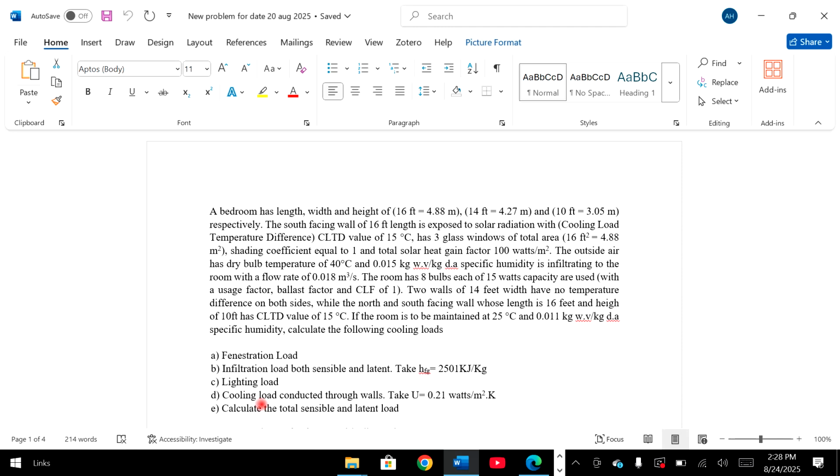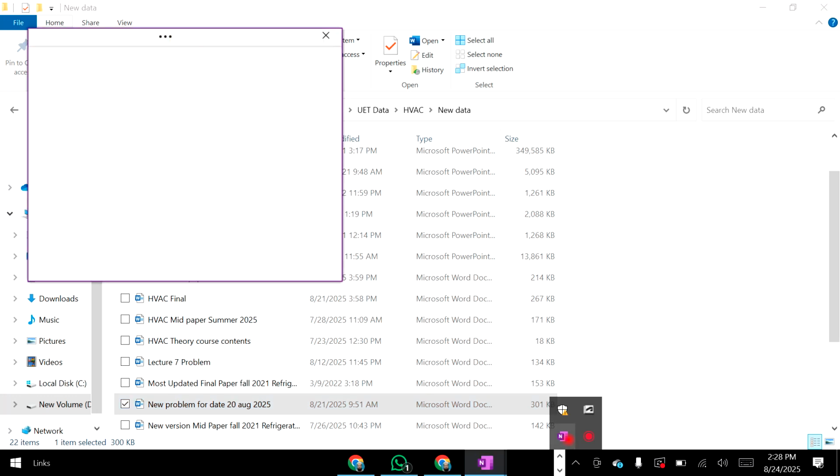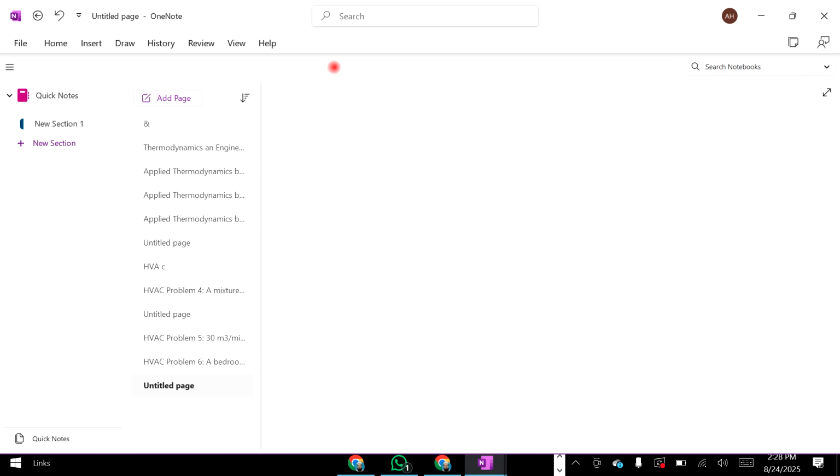The room has 8 bulbs with the two walls of 14 feet. These values are in the last of the paragraph.